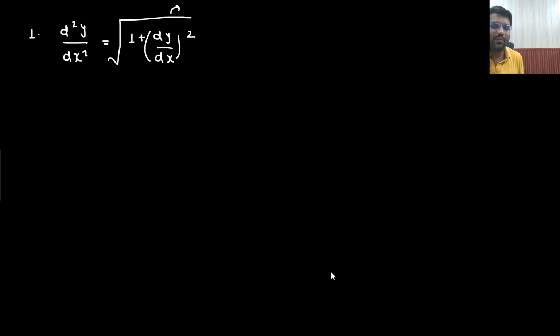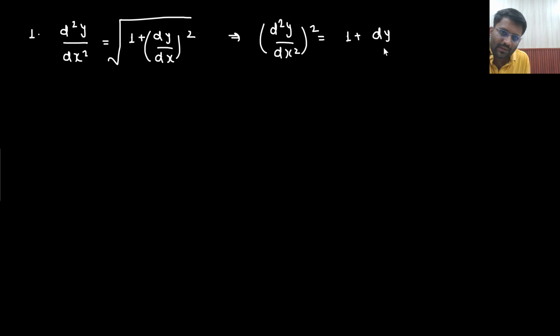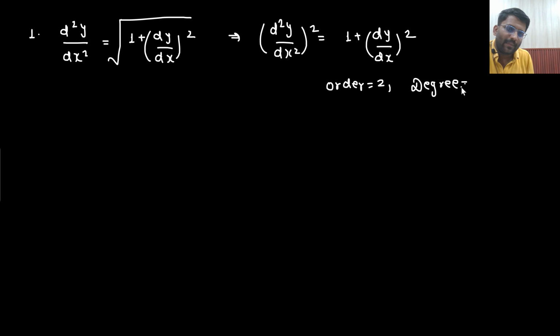So what you can do? Do the square on both of the sides. So what you will be getting? d2y by dx2 whole square equals 1 plus dy by dx whole square. That's it. So what is the order? Sir, it is differentiated maximum 2 times. And what is the degree? What is the highest power of this? The power of this is 2.